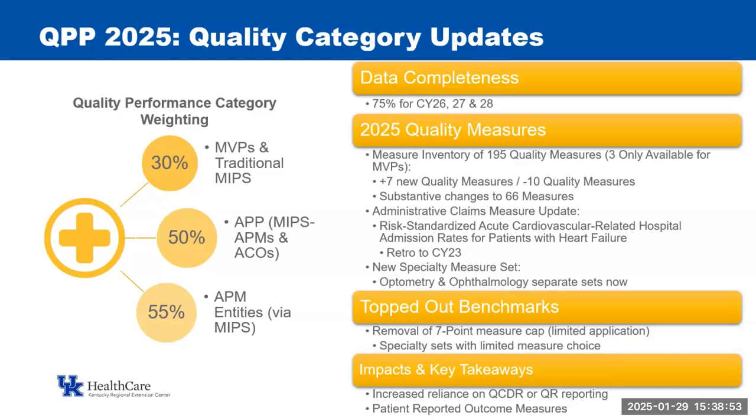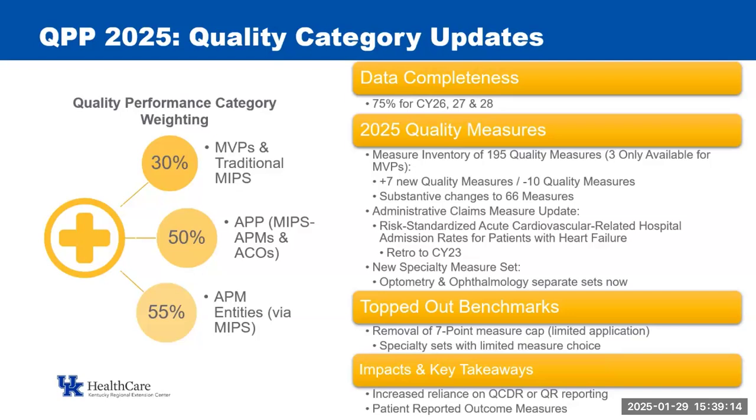CMS has also revised their policy on topped-out benchmarks. A few years ago, they put in a 7-point measure cap on topped-out measures. CMS has actually revised that, and they realized that that actually does have some penalty for specialty practices who do have a limited measure choice.